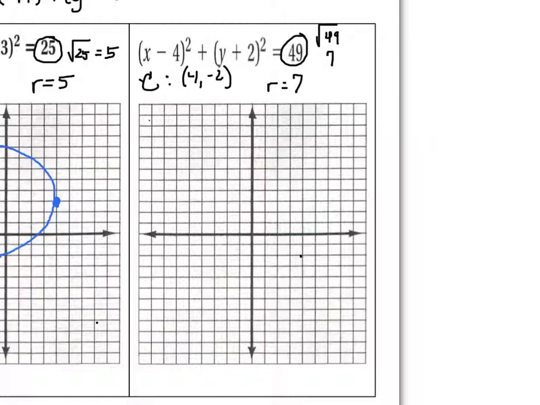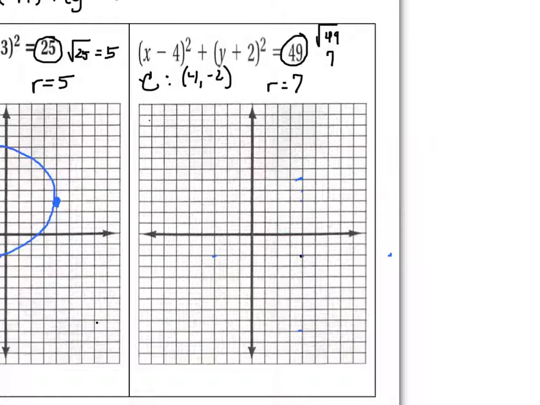Then I go right 7 units. I have right 5, and about 2 more, about right in there. I go down 7 units, right there. I go left 7 units, which is right here, and then I go up 7 units, right here. Then I just draw my circle, like so.